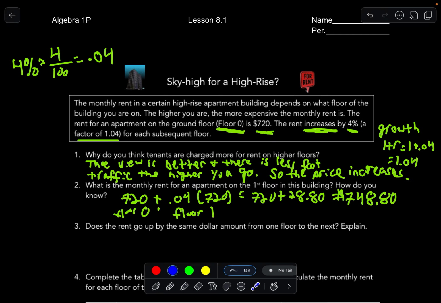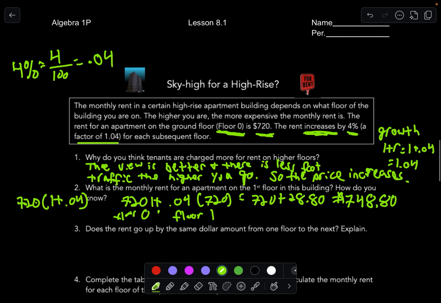Okay? Notice it's 720 plus 0.04 times 720. And you just saw factoring, and you know we could pull out the 720 because both terms have 720, so it could be 720. Then you'll have the 1 plus 0.04 from the 1 that's here, right? There's a 1 there, and there's the 0.04 there.